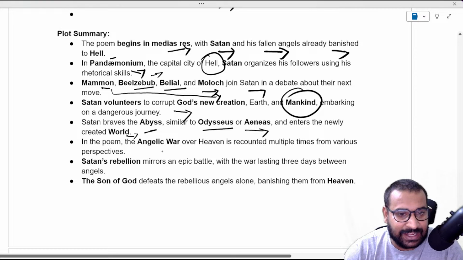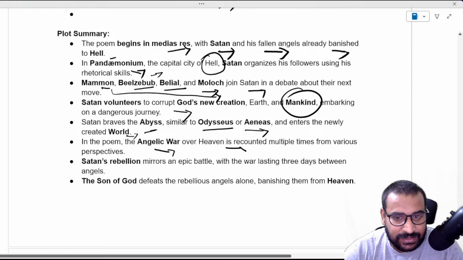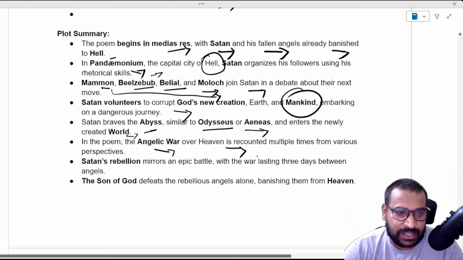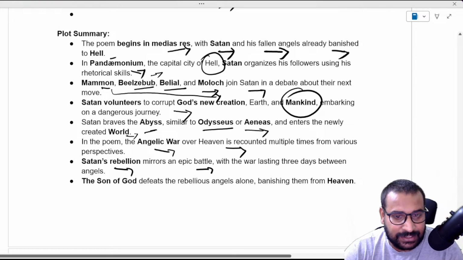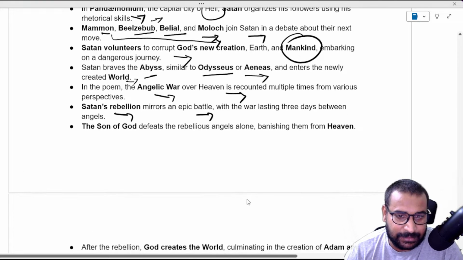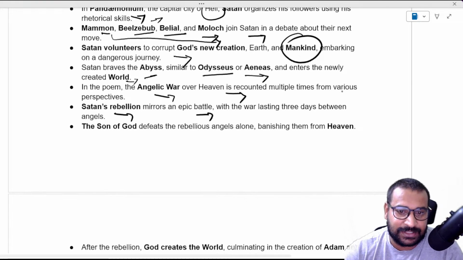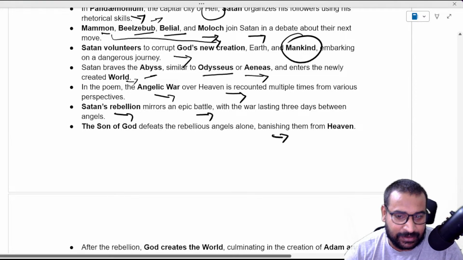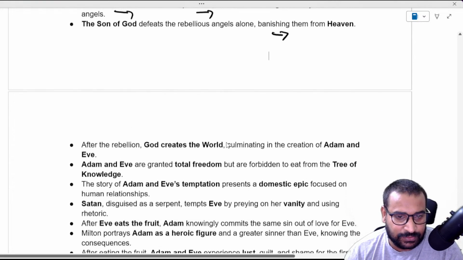In the poem, the angelic war over heaven is recounted multiple times, so kind of flashbacks are happening there. Satan's rebellion mirrors an epic battle, the war lasting 3 days between angels. And God defeats the rebellion. The angels are banished from heaven and sent back to hell.